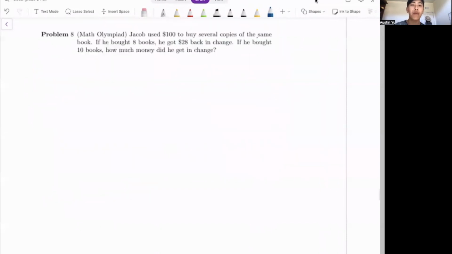And finally, problem 8. Jacob used $100 to buy several copies of the same book. If he bought 8 books, he got $28 back in change. If he bought 10 books, how much money did he get back in change? So the starting amount, let's draw it. Starting amount is just $100. And in order to buy 8 books, which is the same cost, he got $28 back in change.